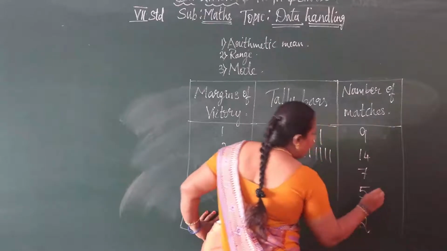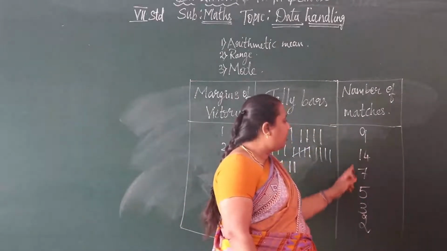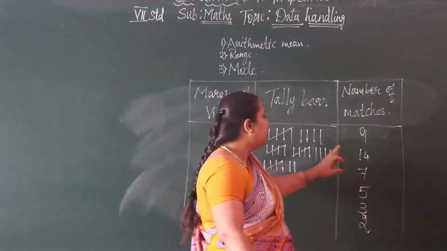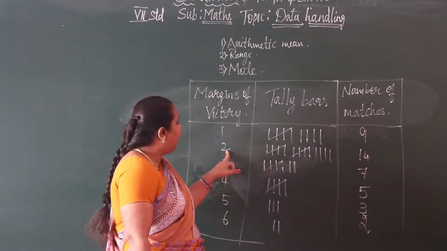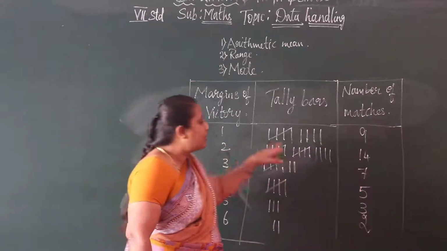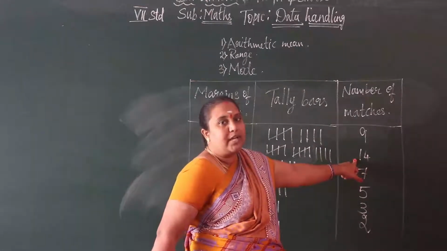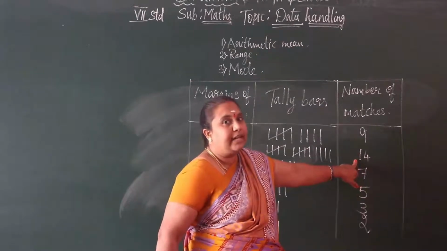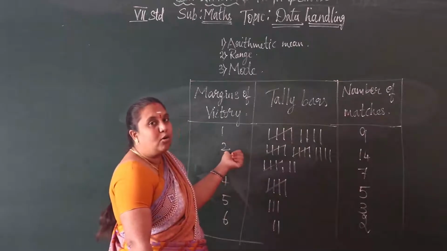2. Okay. So which is the more? The number of matches that is more is 14. So 14 is in 2. Okay, the margin of victory 2 in how many matches? 14 matches. So 2 is the number we get more times in the data. Which is the number we get more times in the given data? 2. Okay.